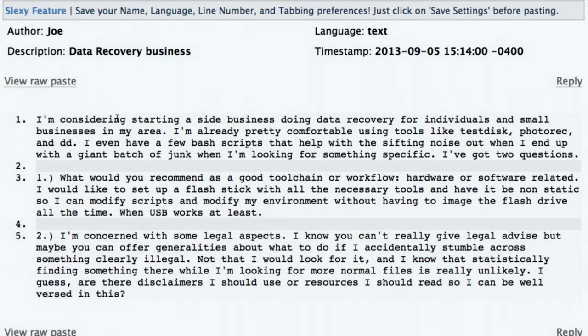Not that I would look for it. I know that statistically, finding something like that while I'm looking for more normal files is really unlikely. I guess there are disclaimers I should use and resources I should read as well. So any pointers on getting involved in data recovery?